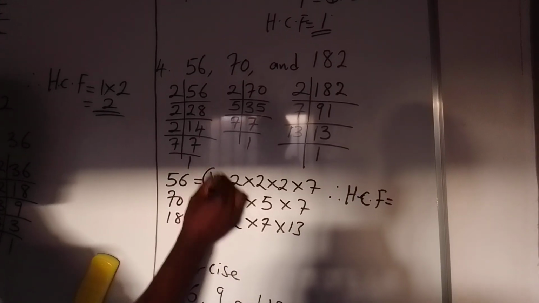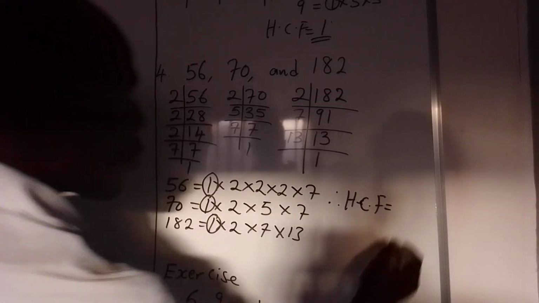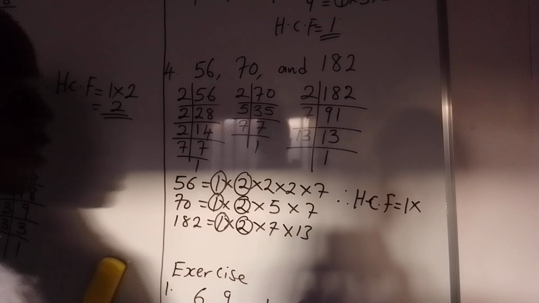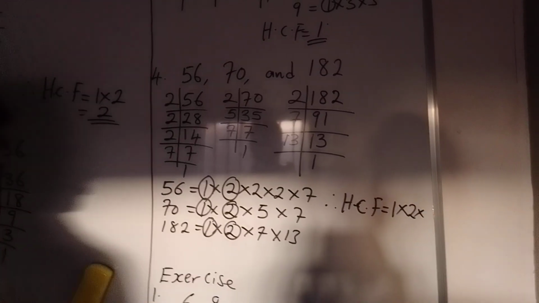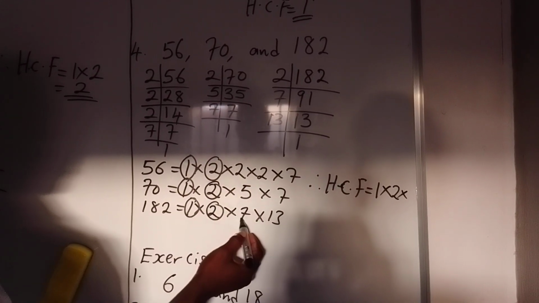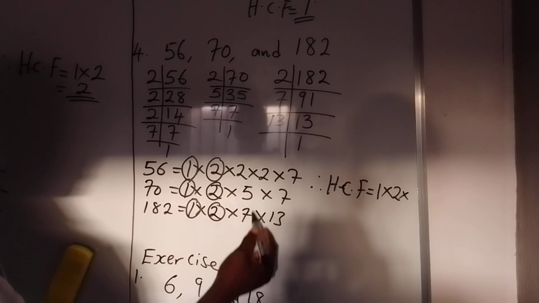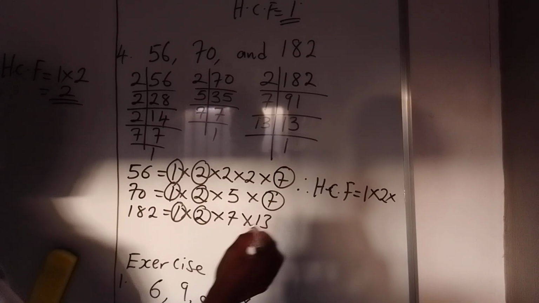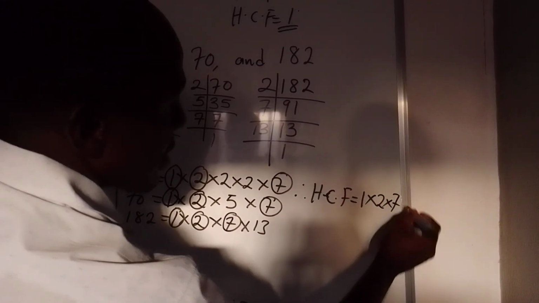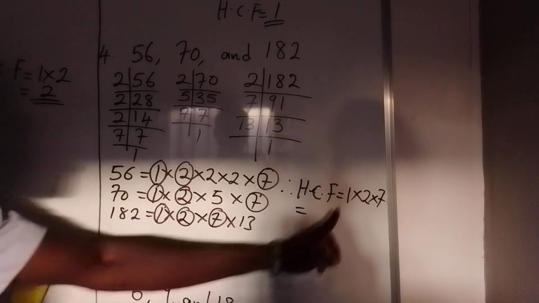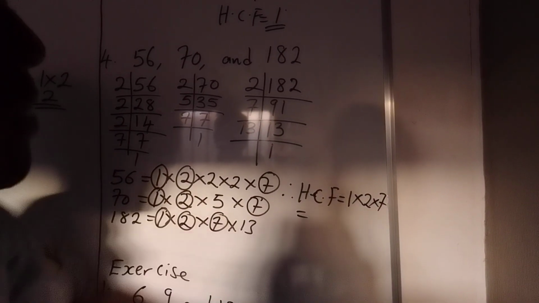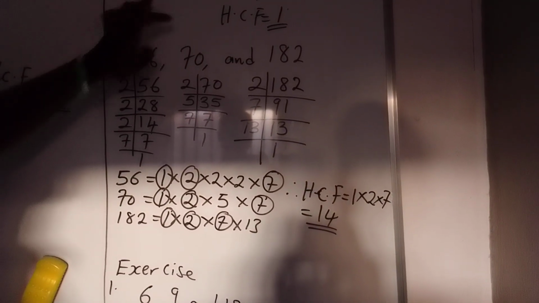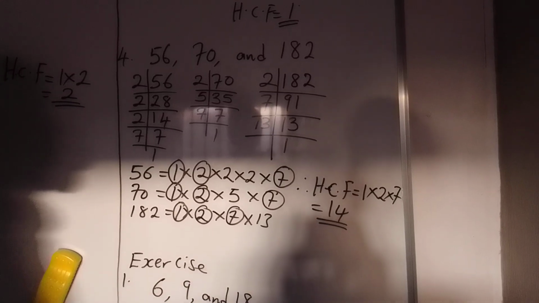let's look at it. We have 1 here, we have 1 here, we have 1 here. So we're picking 1. We have 2 here, we have 2 here, we have 2 here. We are picking 2. We have another 2 here, no 2 here. We have 5 here, no 5 here, no 5 here. We have 7 here, we have 7 here, we have 7 here. So we place our 7. So therefore our HCF, 1 multiplied by 2 is 2, 2 multiplied by 7 is 14. So the highest common factor of 56, 70 and 182 is equal to 14.